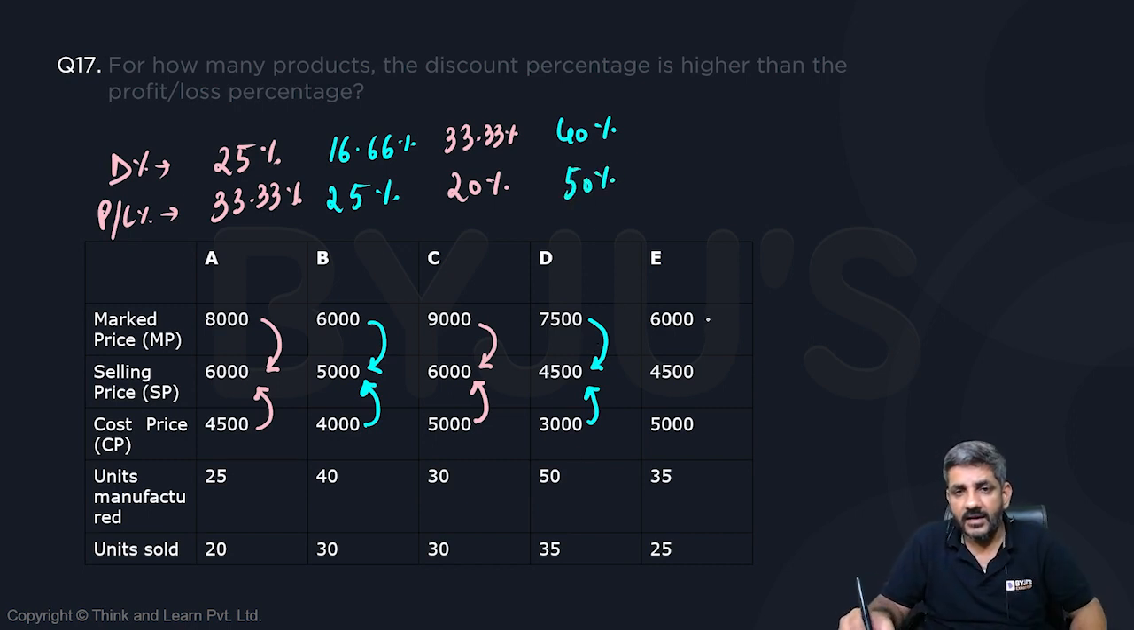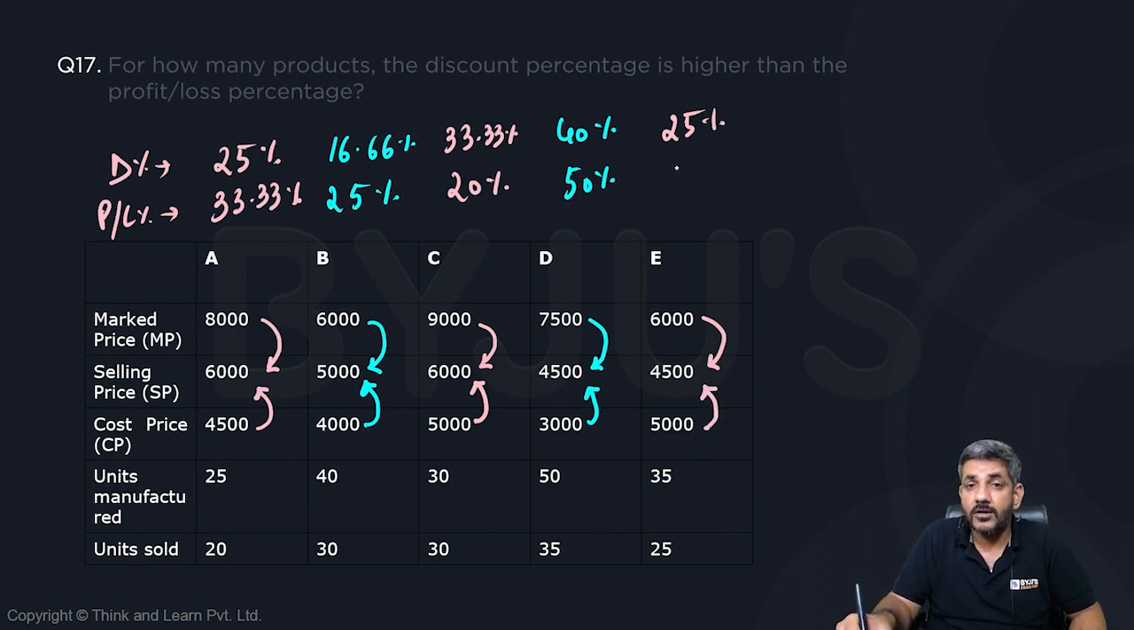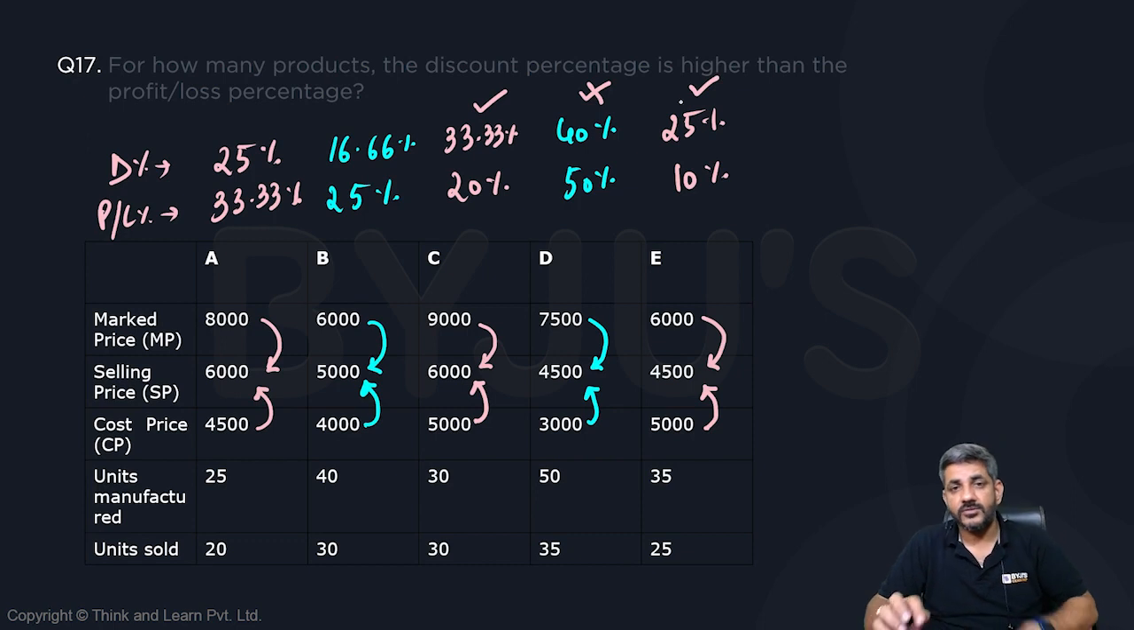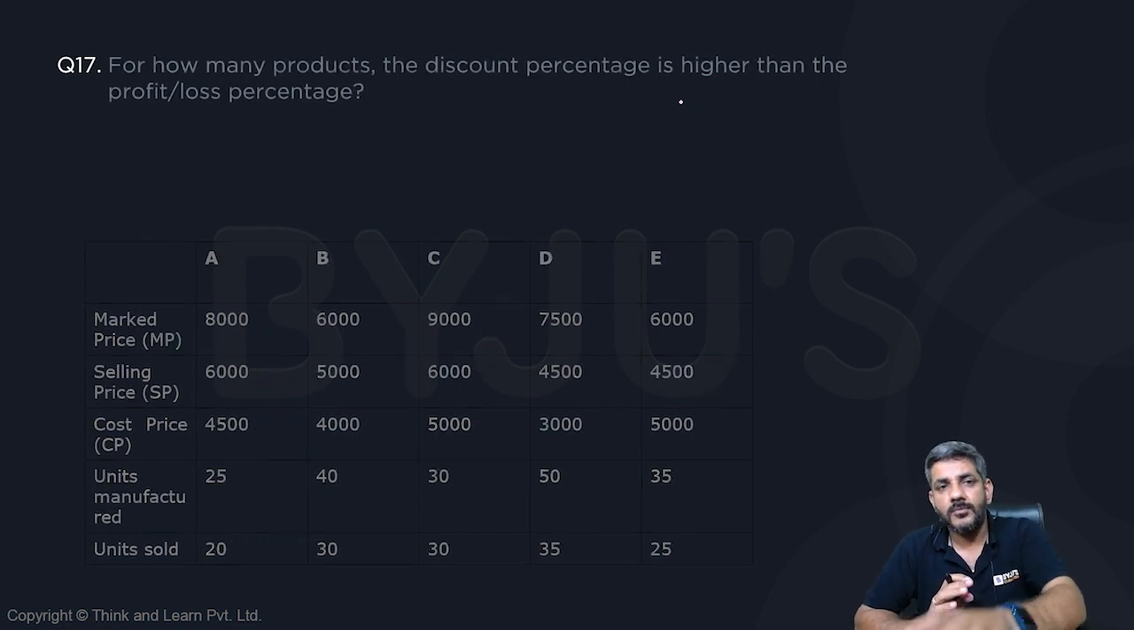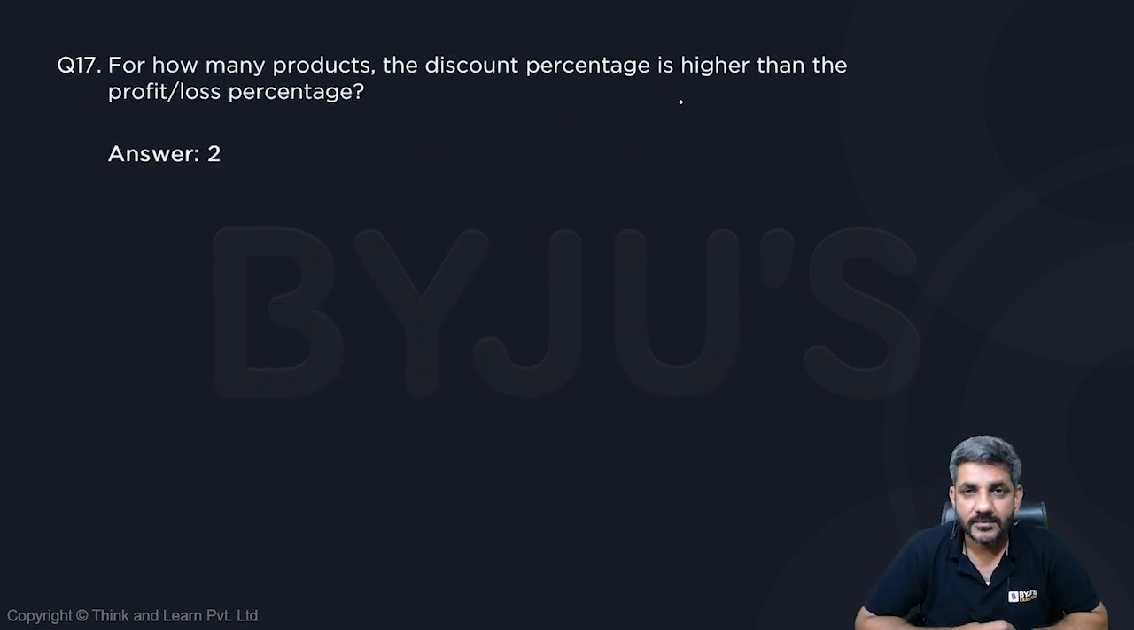And lastly, I have a 6,000 rupee article sold for 4,500. There is a discount of 25%. And a 5,000 rupee article sold for 4,500. There is a loss of 10%. So in any case, in the first case, the discount percentage is higher than the profit or loss percentage. That is in product C. Secondly, it is here. Sorry, it's not here. And secondly, it is here. So these are the only two cases where the discount percentage is higher than the profit or loss percentage. So my answer is 2 for this question.